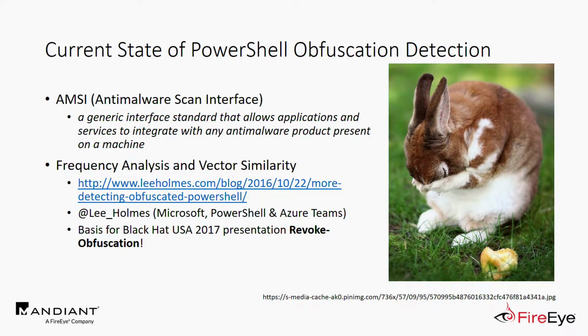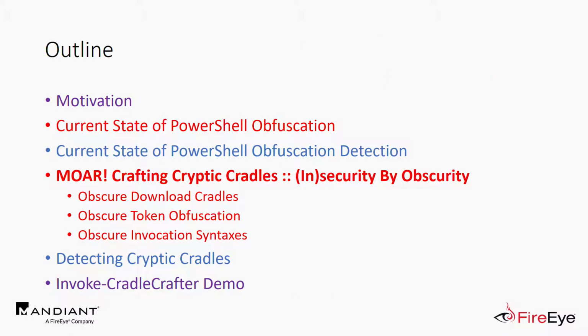Lee Holmes is one of the original developers on the PowerShell team, and he actually wrote a blog post last year after I released Invoke-Obfuscation, highlighting how you could detect that kind of obfuscation with frequency analysis. And this actually led to some good conversations between me and him, and eventually turned into a proposal for a project that we put together and released just a month ago at Black Hat and DEF CON called Revoke-Obfuscation, which I'll be talking about on Friday.